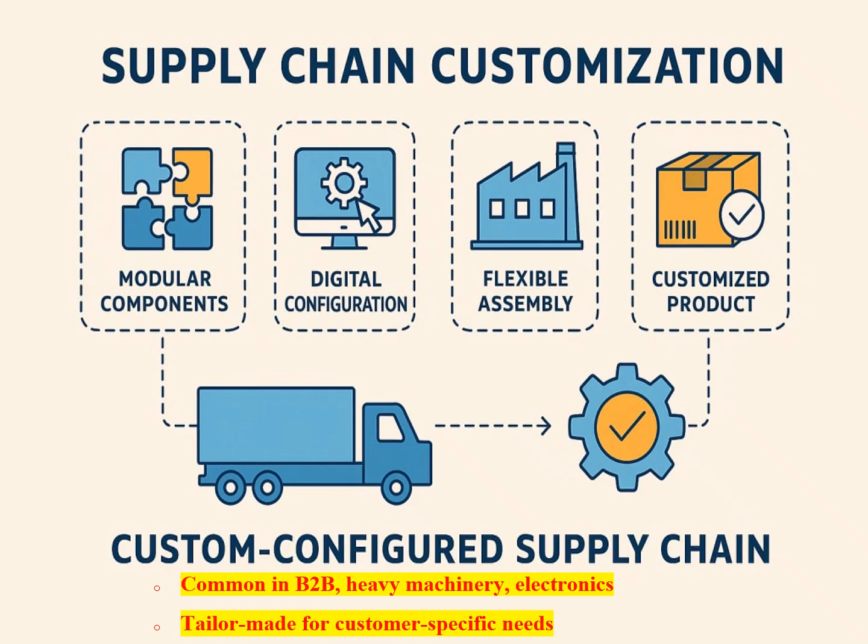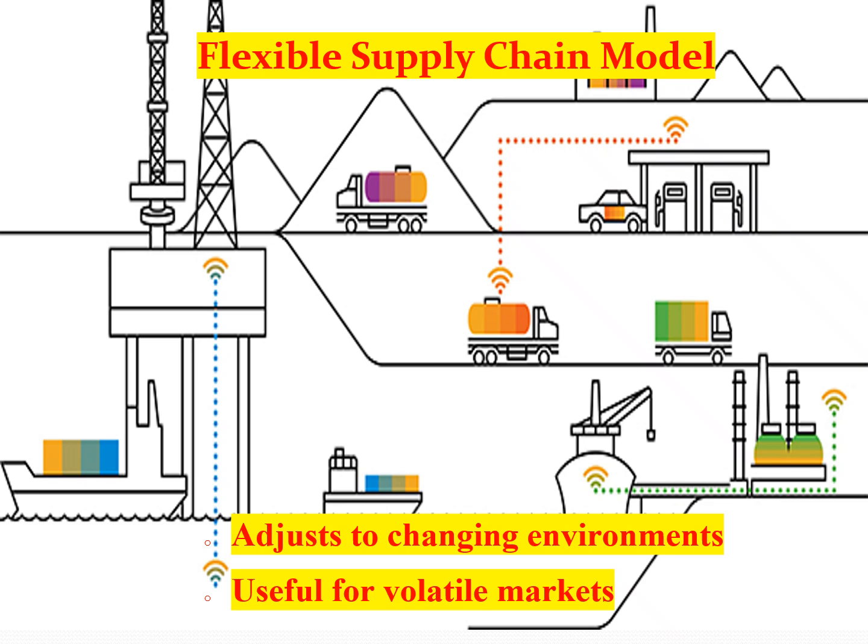Custom configured model. This model is for tailor-made products, common in B2B sectors, heavy machinery, and specialized electronics. The supply chain is built around customer-specific needs. The next model is flexible supply chain model, which is a hybrid model that allows structural adjustments when demand or environment shifts. It's useful for businesses operating in unpredictable demand environment.